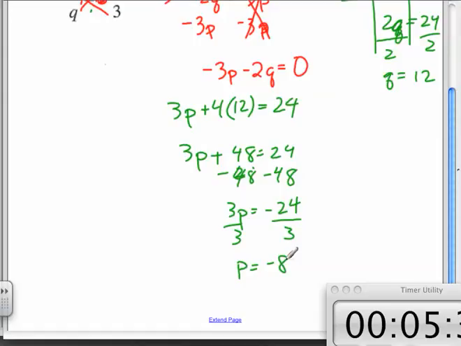Which one goes first in my ordered pair, p or q? Jordan? P. So I'm going to do negative 8, comma, 12. And that's my ordered pair. Yeah, Eric? You okay? We're good? All right, good job, guys. You're ready for your homework.